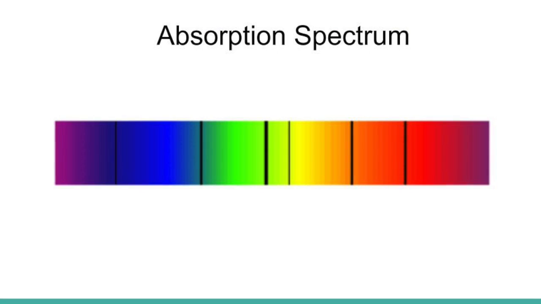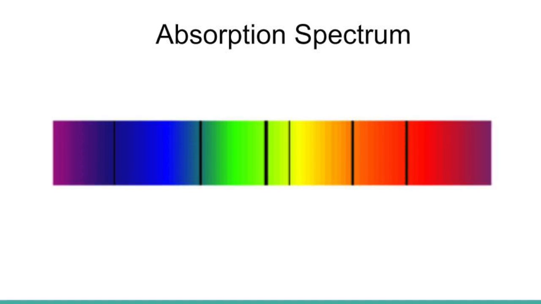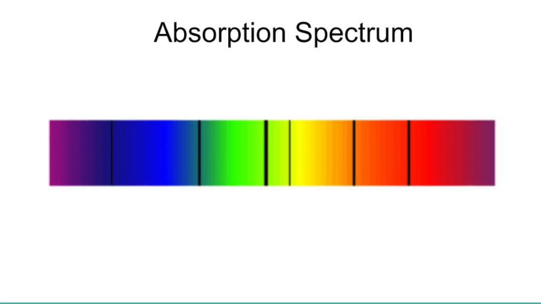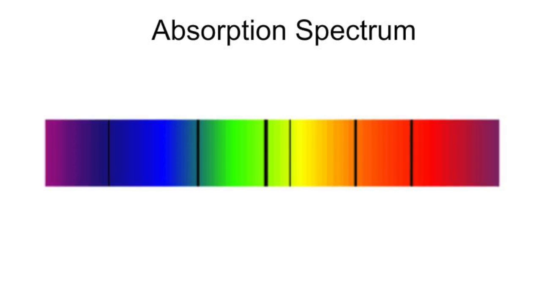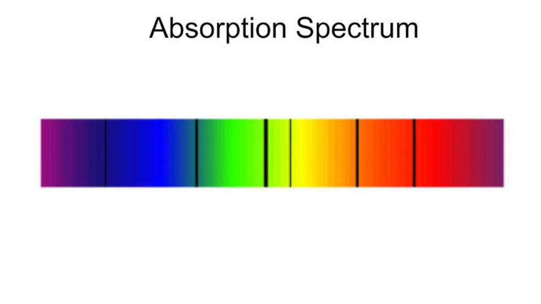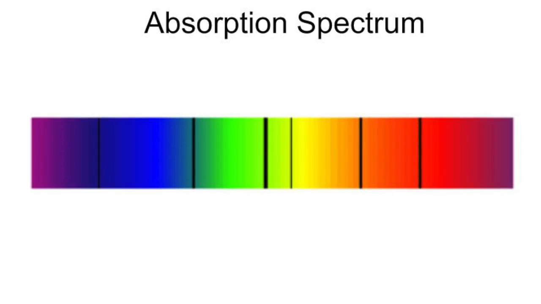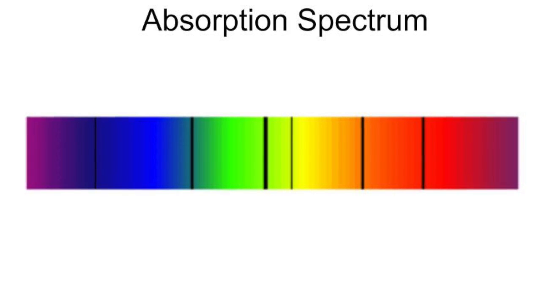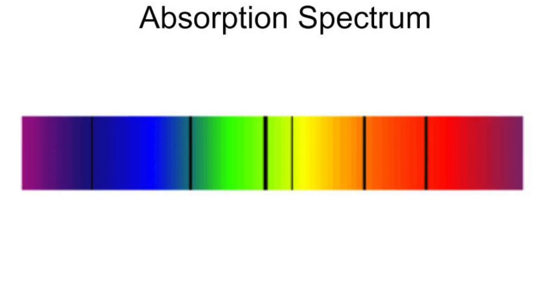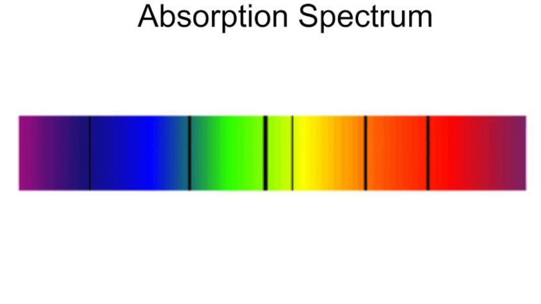A relatively cool gas is in between the observer and a hot object. The atoms from the gas take some of the energy from the light, leaving black lines in between. The dark lines in an absorption spectrum correspond with the bright lines in the emission spectrum, such as for hydrogen.